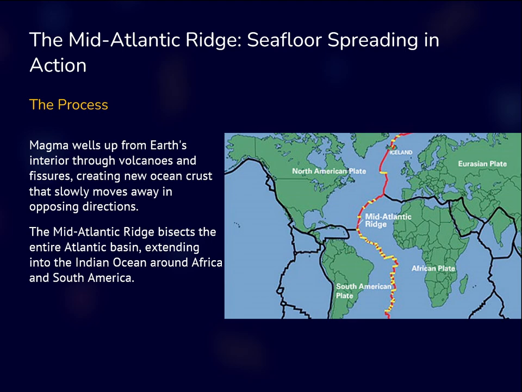So here's the process. First, heat from the mantle makes the lithosphere buoyant. Then magma rises through fissures, or breaks in the crust, creating new crust. And then that crust slowly moves away in opposite directions, a few centimeters per year. Now, over millions of years, this has created a ridge that bisects the Atlantic Ocean and even continues around Africa into the Indian Ocean.